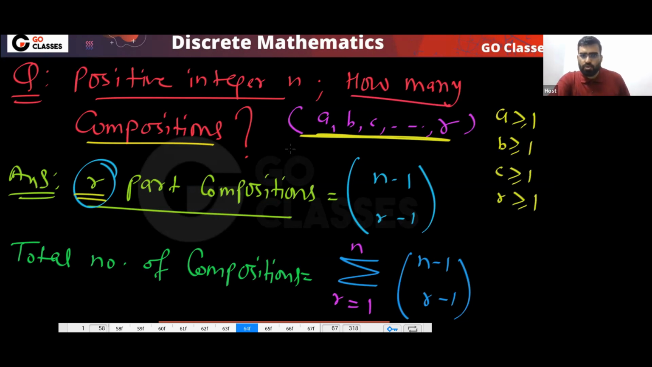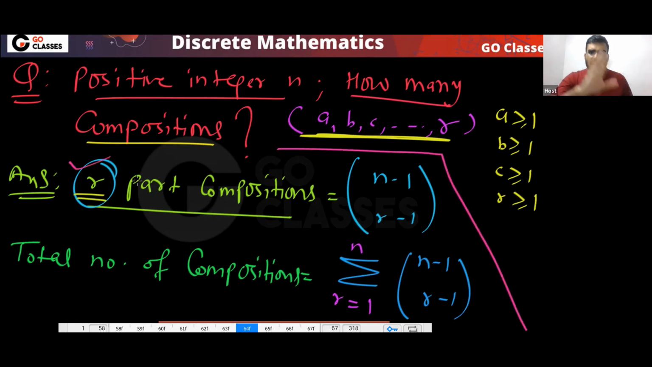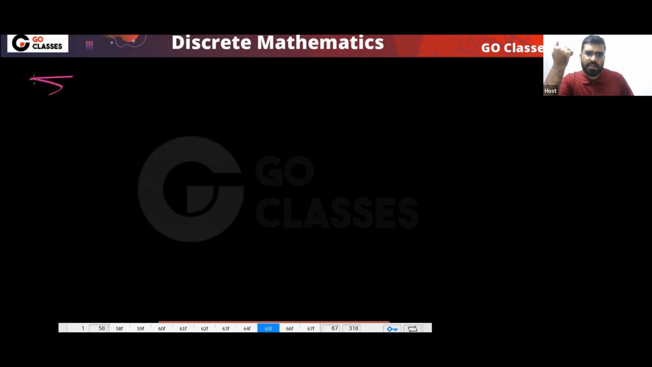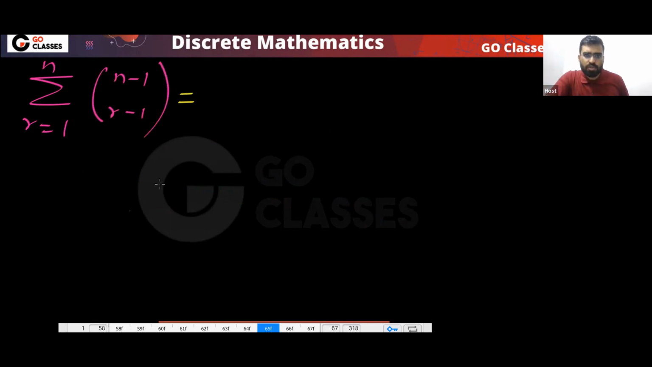So using this idea you can do it. First find how many r part compositions are there. These many r part compositions will be there. Now for the total number of compositions, just sum all of them. r is going from 1 to n. So what is this value? Anyone want to tell me? The sum over r from 1 to n of n minus 1 C r minus 1. What is this value?